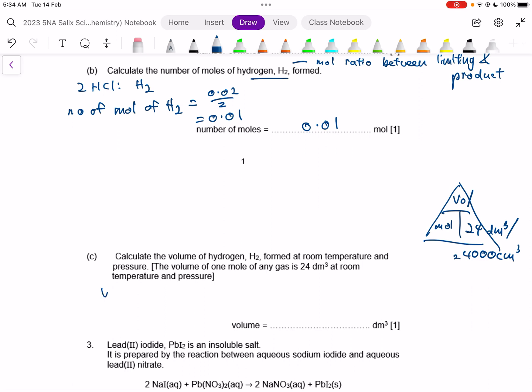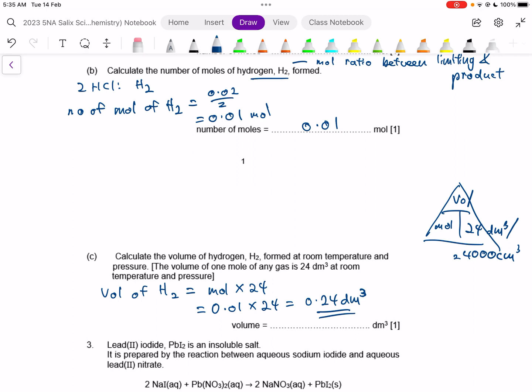So let's look at this one. The volume of H2. You take the mole multiply by 24. So the mole is 0.01, you multiply by 24. That will give you 0.24 dm cube. That's the final answer, dm cube. My handwriting very ugly. Wait, let me change.